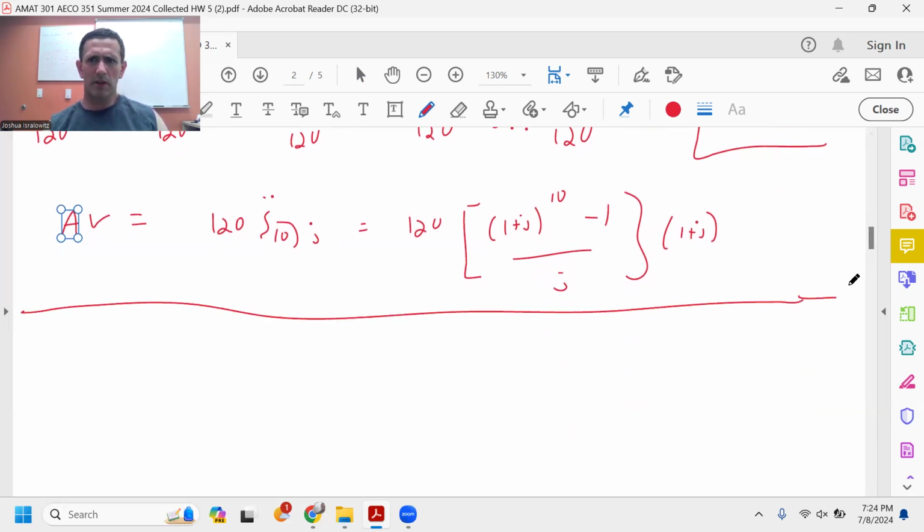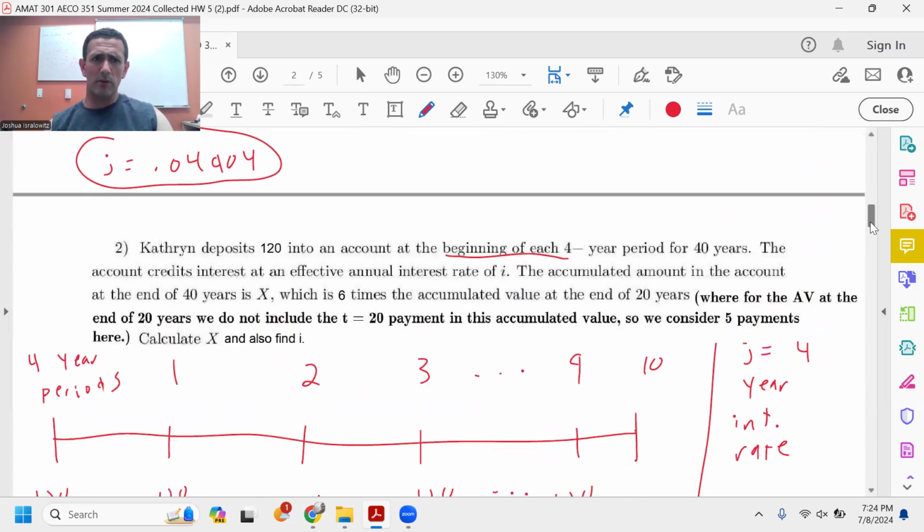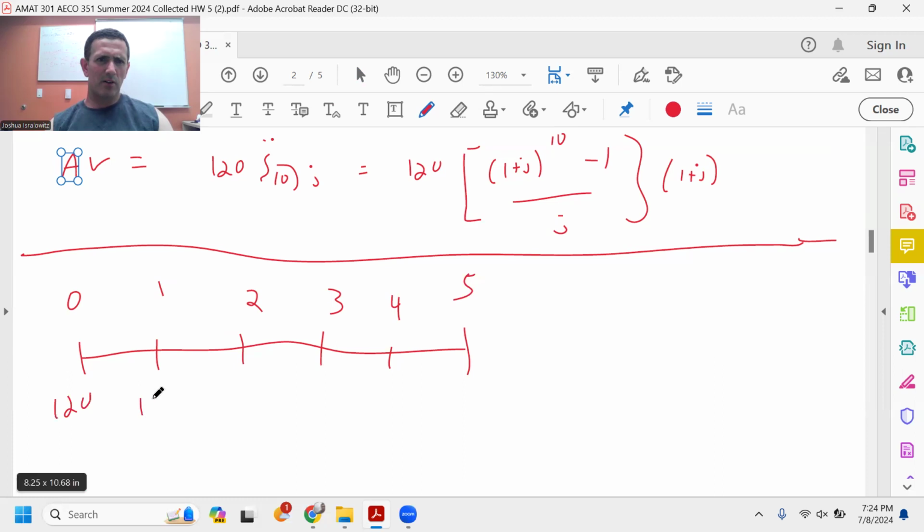The accumulated value at the end of 40 years is 6 times accumulated value at the end of 20 years. Never hurts to draw another time diagram. Maybe on exam FM, and even then, maybe I would skip it, but how long is this really taking me to do?